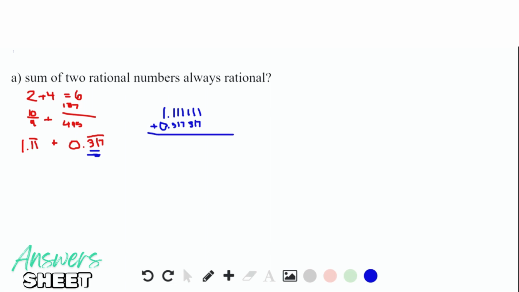We'll add starting from our right side. So 1 plus 7 is 8, 1 plus 1 is 2, 4, 8, 2, 4, and then our 1 in our decimal place. So we can see that our answer is 1.428 repeating, which is also a rational number. So the answer to part A is going to be yes, because we know that we have a set number of repeating decimal places, and when we add them together, they are always going to be another set of repeating decimal places.